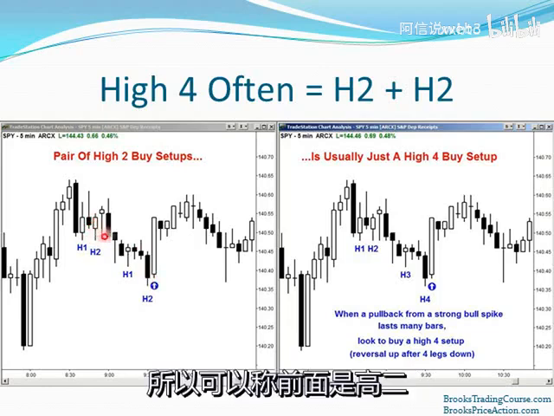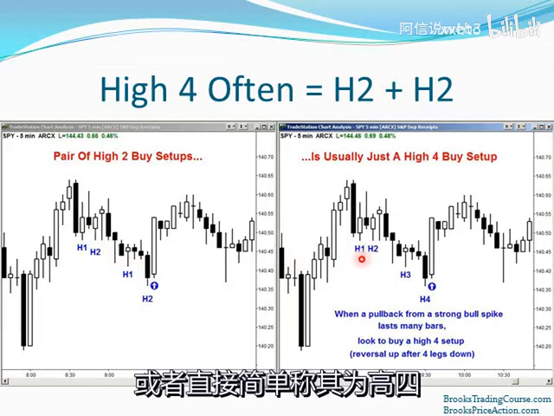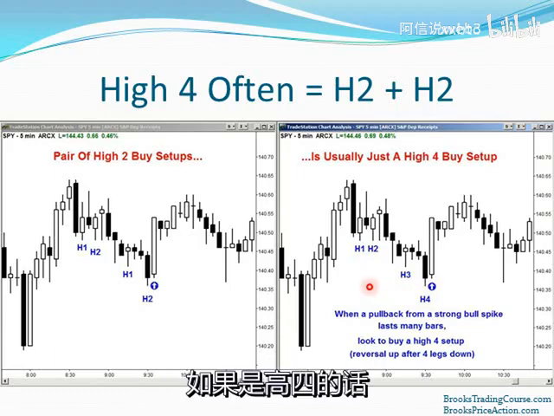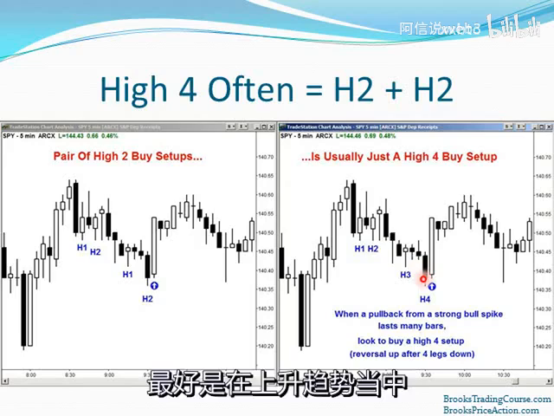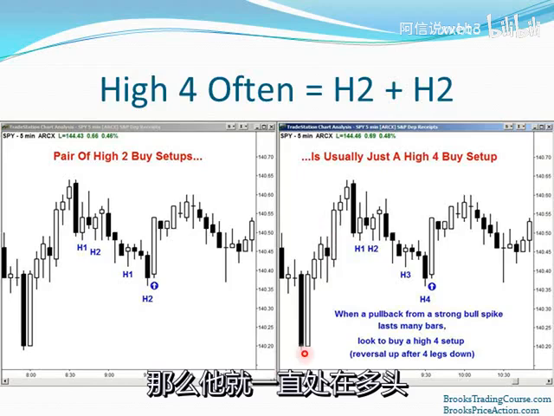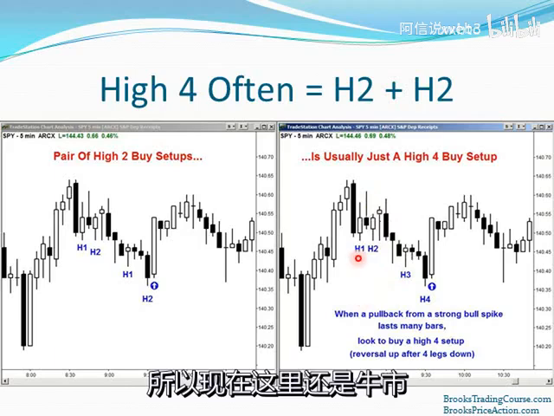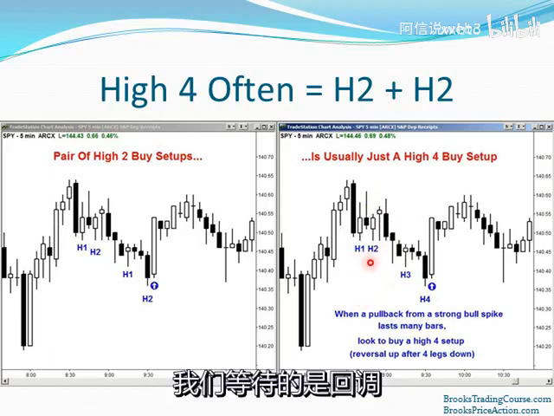So you can call it a high 2 and then a breakout and another high 2, or you could simply count it as a high 4: high 1, high 2, high 3, high 4. And you always have to be thinking about high 4s when you have a channel correcting in a bull trend. As long as the market's staying above the bottom of the bull spike, it's still always in long, unless we get some strong sell setup in here, which we do not have. So it's still a bull trend, so you're looking to buy pullbacks.